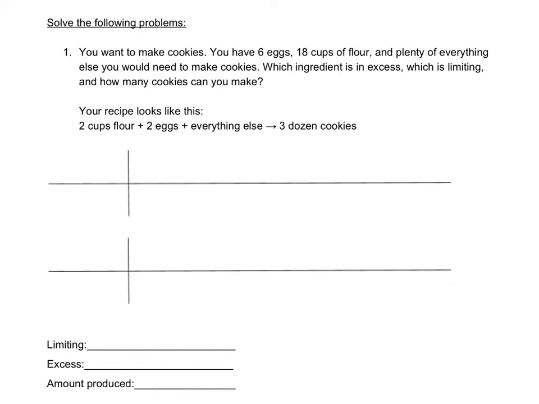So the scenario is this. You want to make cookies, and you have 6 eggs, 18 cups of flour, and plenty of everything else you would need to make cookies. Which ingredient is in excess, which is limiting, and how many cookies can you make?